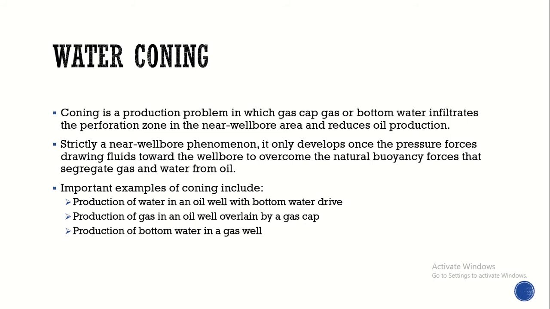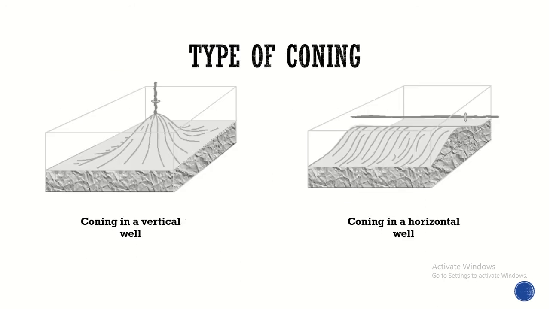Important examples of coning include three of them: production of water in an oil well with bottom water drive, production of gas in an oil well overlain by a gas cap, and production of bottom water in a gas well. There are two types of coning: coning in a vertical well and coning in a horizontal well.